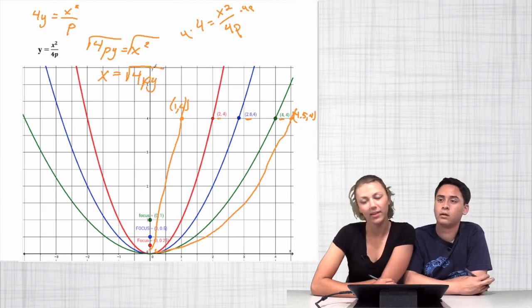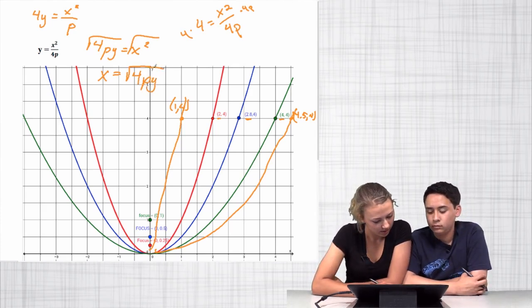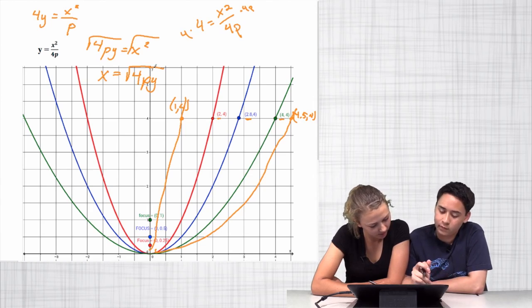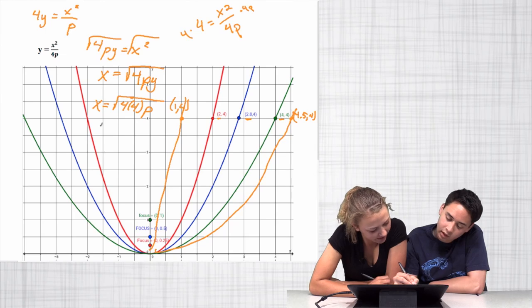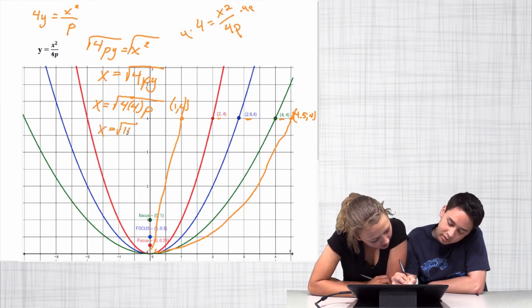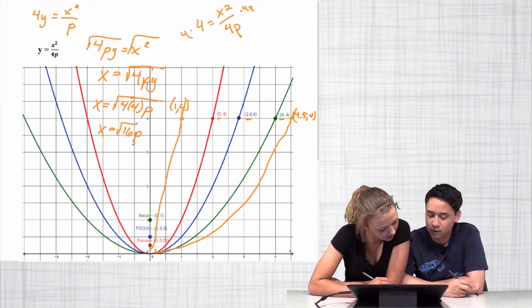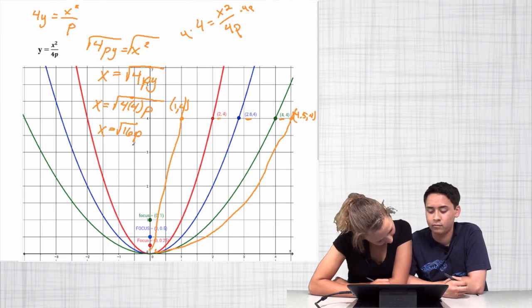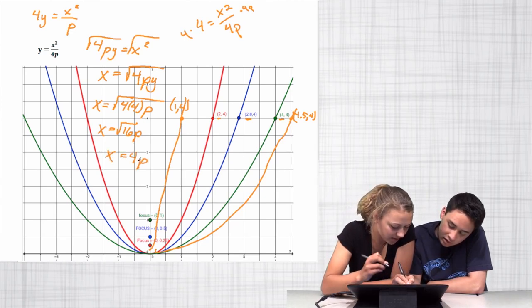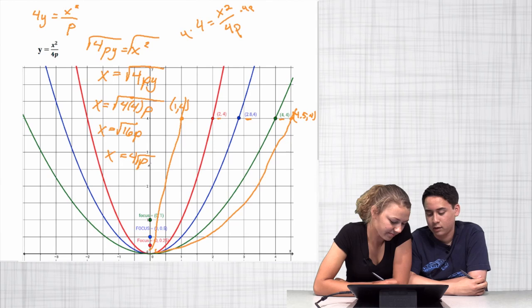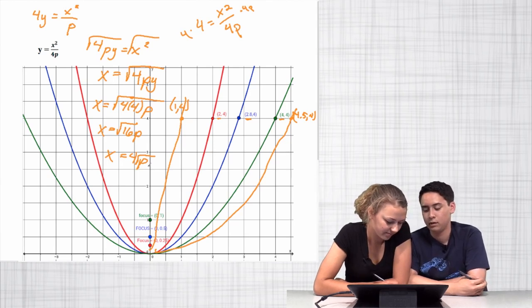Now, in this case, what is y when we're looking across at all those points? 4. Okay, put that in. x equals the square root of 4 times 4p, so x equals the square root of 16p. You can make it just a little simpler: x equals 4 times the square root of p. There you go.